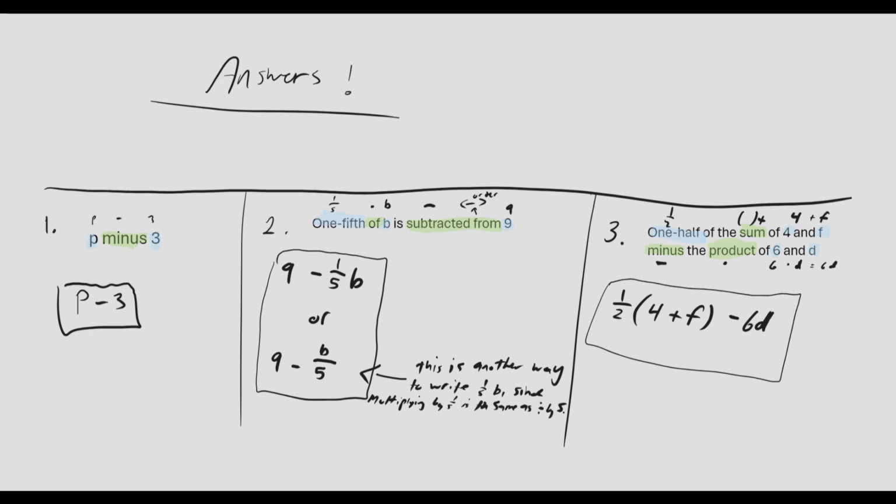And lastly, 1/2 of the sum of 4 and f minus the product of 6 and d. 1/2 is the fraction 1 over 2. "Sum" means you're going to use parentheses and add 2 things inside, 4 plus f. You've got minus afterwards, and then the product of 6 and d. Altogether, it's 1/2 of parentheses 4 plus f, close it, minus 6d.